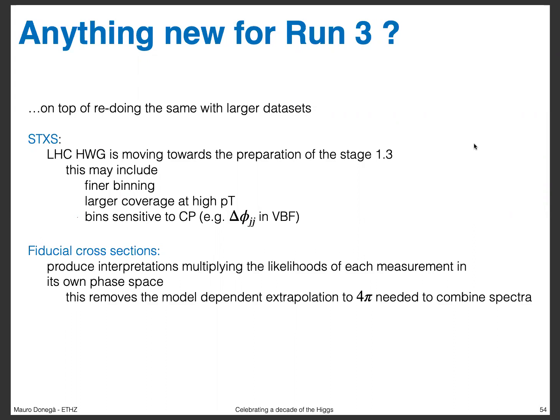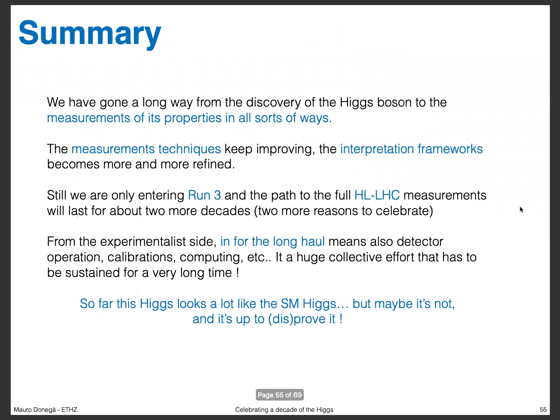When we have to combine measurements, we are forced to go into this 4 pi extrapolation. But in reality, what we could do is take all the measurements in their own phase space and then multiply the likelihoods together and fit directly the combined likelihood. This is something we've never done before, but it's very promising.